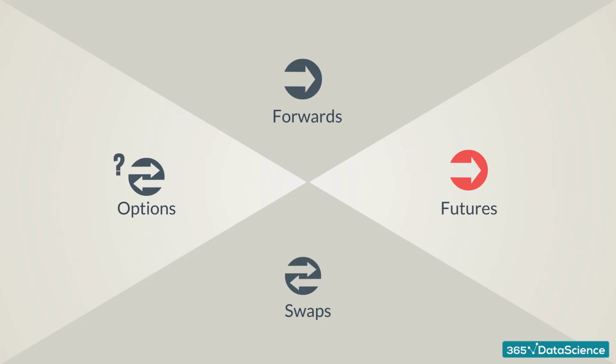Okay, these are the 4 types of derivatives. But how do we price derivatives? How can we determine the right price to pay for a call option like the one we just saw? That's something we'll learn how to do in our next lesson.